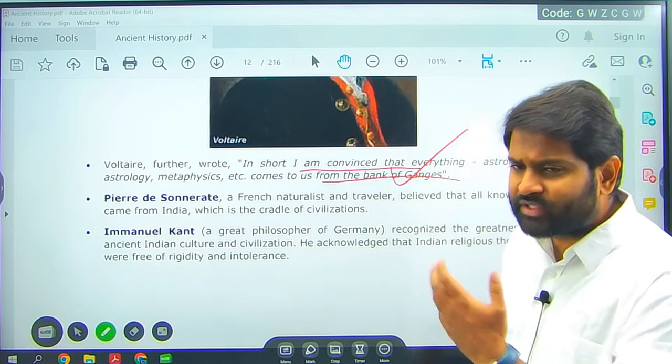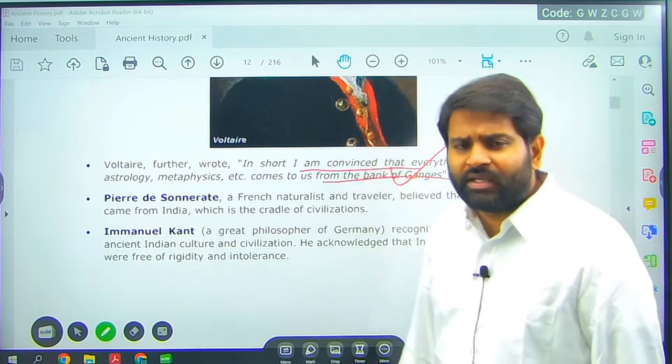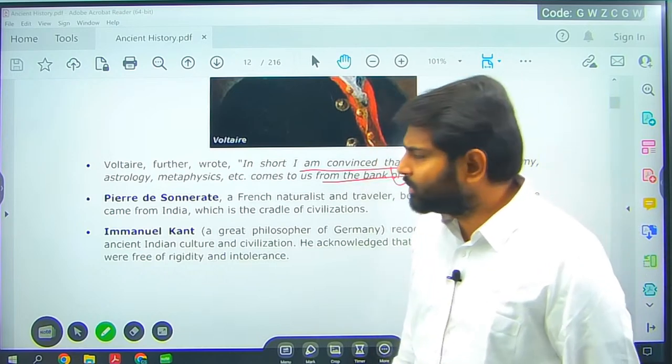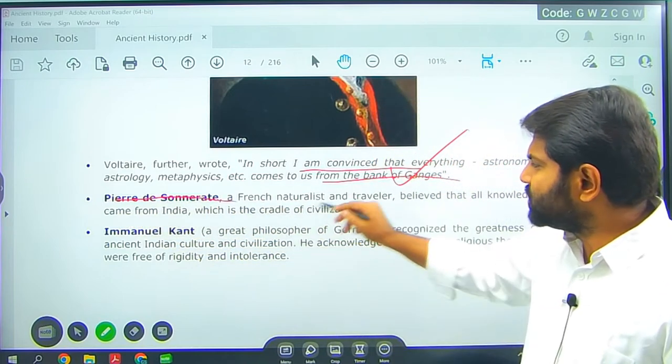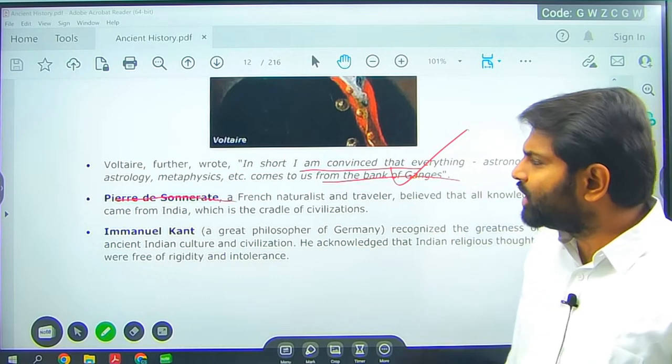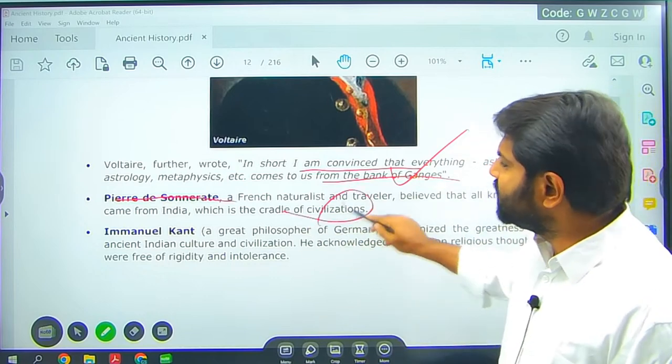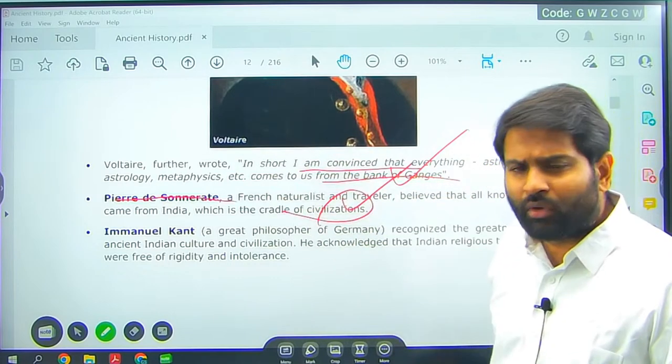Although we are trying to derive our identity from this, we are taking those optimistic points of view from Voltaire, who says that everything is emerging from the Ganges, the literature is emerging from the Ganges. A French naturalist and traveler believed that all knowledge came from India, which is the cradle of civilization. He is in agreement with what Voltaire said.